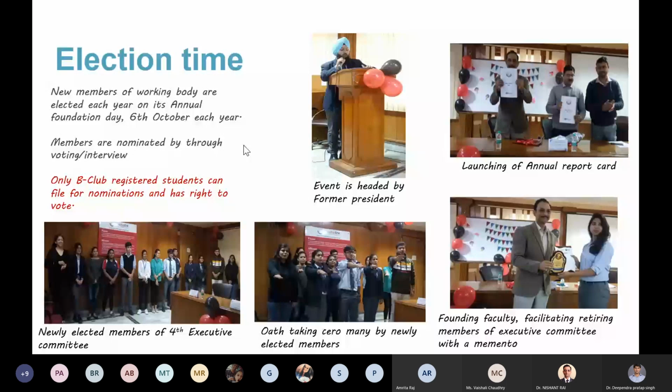So this is how the newly elected members of the present fourth executive committee are announced, and after that, there is an oath-taking ceremony for the newly elected members, followed by the felicitation of the retiring members by the former faculty members.